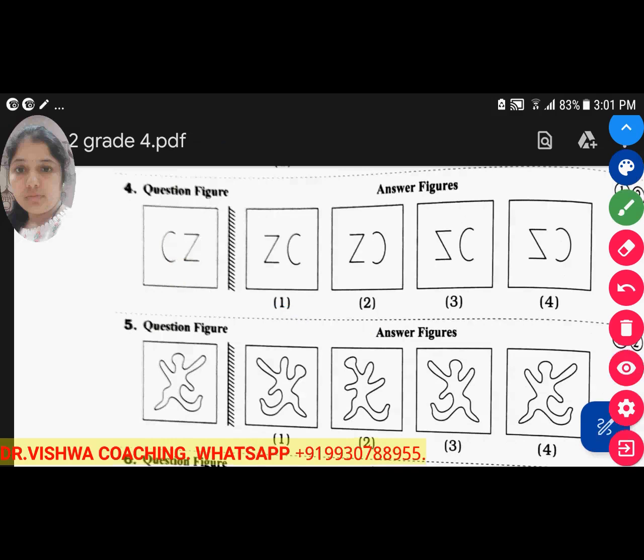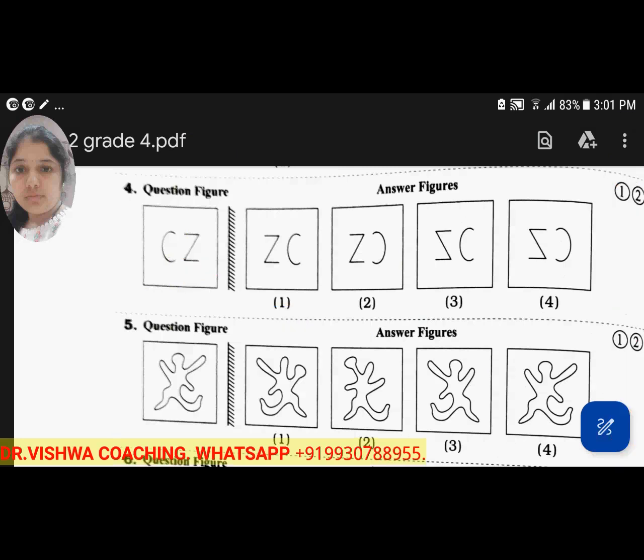Now see, Z's lower horizontal segment is facing right. So in our answer figure, Z's horizontal lower segment will face left and upper segment will face right. So in which option is Z's lower segment facing left and upper segment right? So in option number 3 and 4 only, not in first and second. So these 2 may be your answer. But both the C and Z are facing each other. So option number 4 only shows the Z and C facing each other. So option number 4 is the correct option for your question.